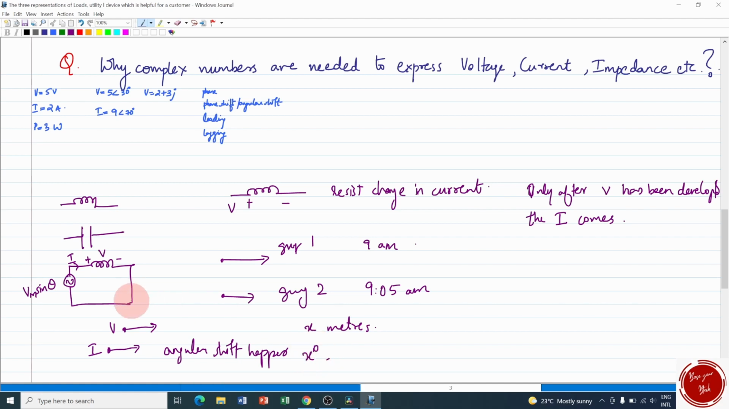Now let me give you a graphical explanation. The voltage applied across the inductor is a sinusoidal voltage. So I am going to draw the voltage across the inductor.